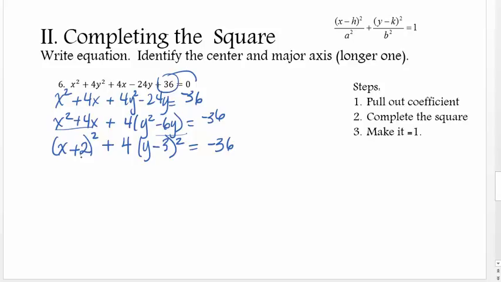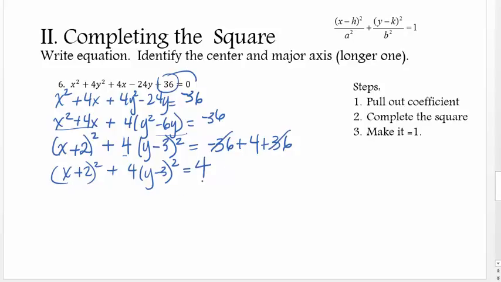So come back here. 2 squared is 4, so I need to add 4 over here. Negative 3 squared is 9. 9 times 4 is 36. Okay, so let's clean that up. x plus 2 squared plus 4 times y minus 3 squared equals, well, negative 36 plus 36 is 0, so this is just 4.